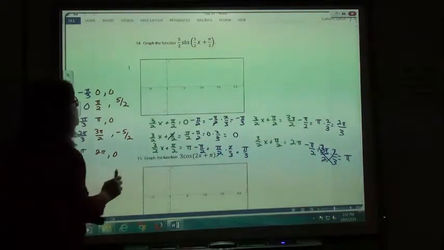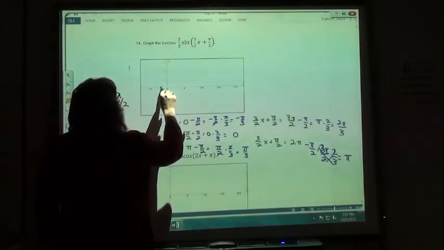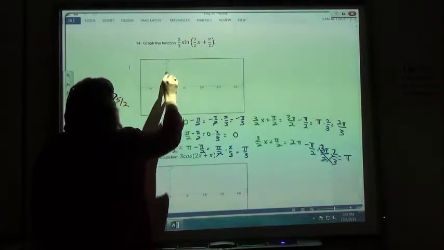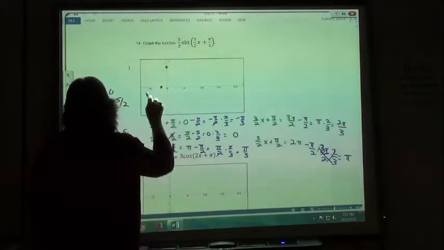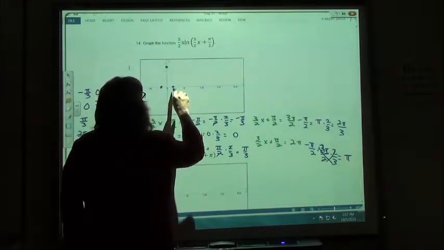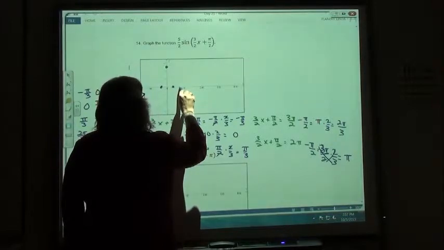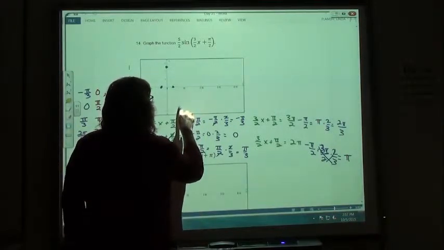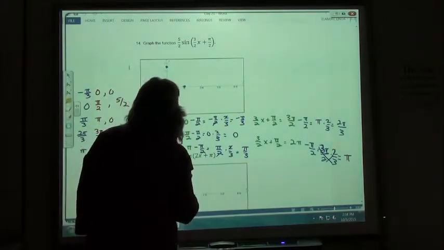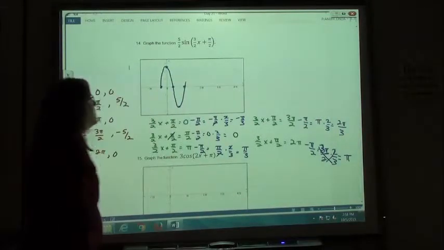So, at negative pi over 3, these are over 6, so that would be right here, I'm at 0. At 0, I'm up to 5/2, which would be 2.5. At pi over 3, we'd be back to 0. At 2 pi over 3, which would be 4 pi over 6, I'm down to negative 2.5. And at pi, I'm at 0. And so my curve looks something sort of like that.